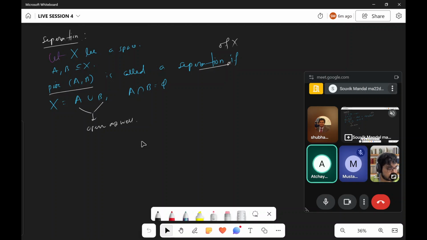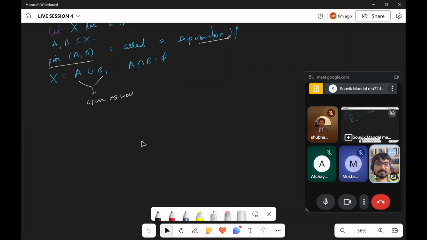Yes. I think separation is the opposite of connectedness. Yeah, correct. So a space is connected if and only if it admits no separation. Okay. So that's the definition of separation.